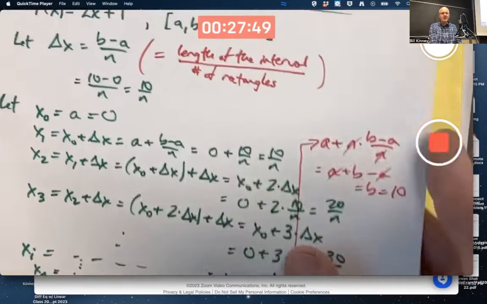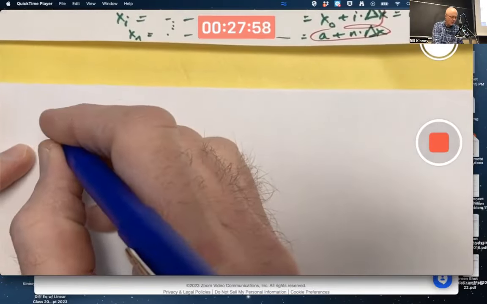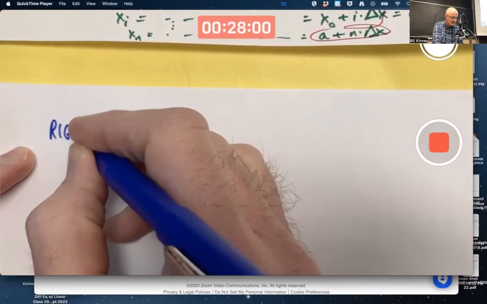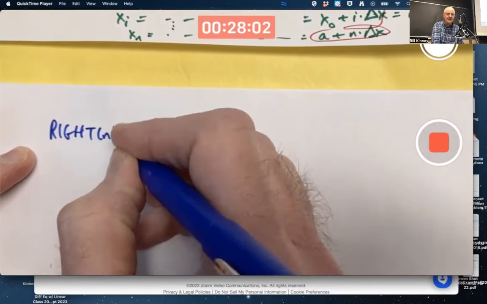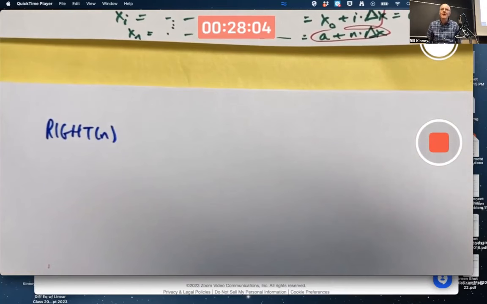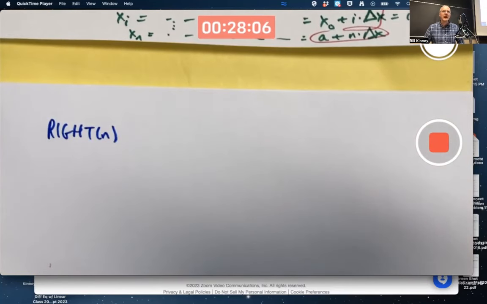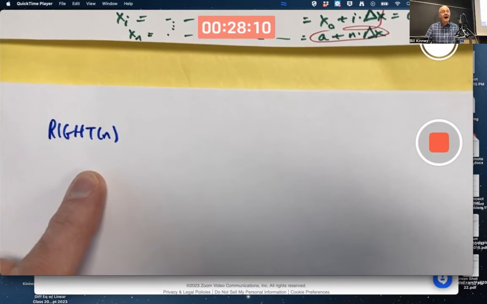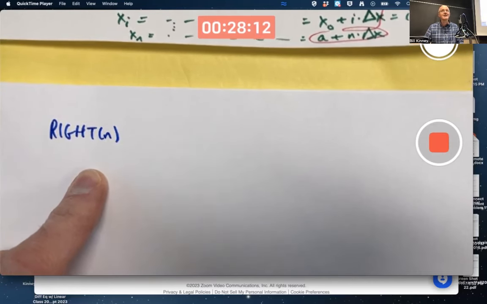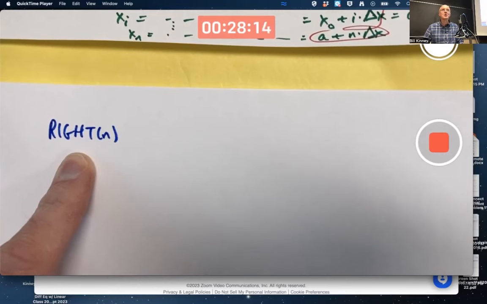What now is a right-hand sum, say right of n, meaning a right-hand sum with n intervals? I'm saying of n because I actually mean this to be a function of n. This function's name is right. There's also a left.